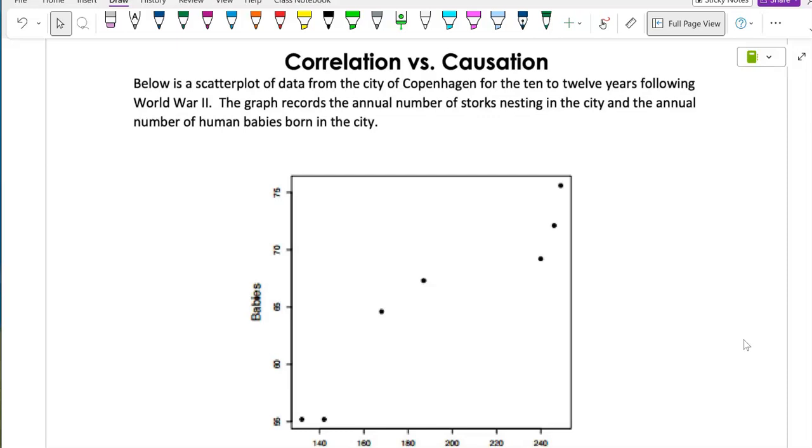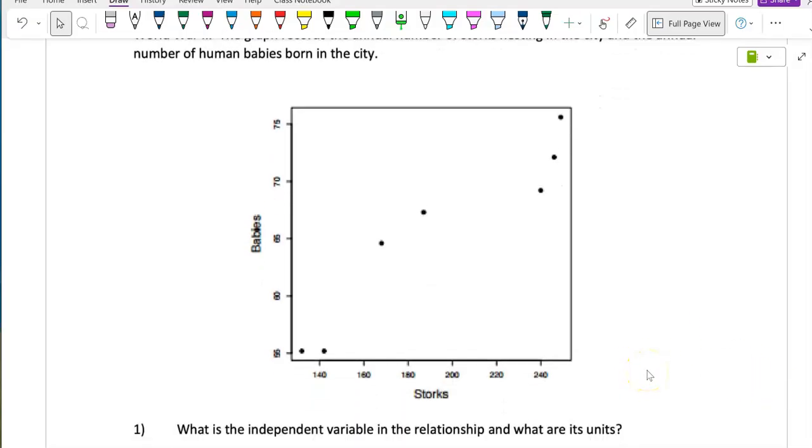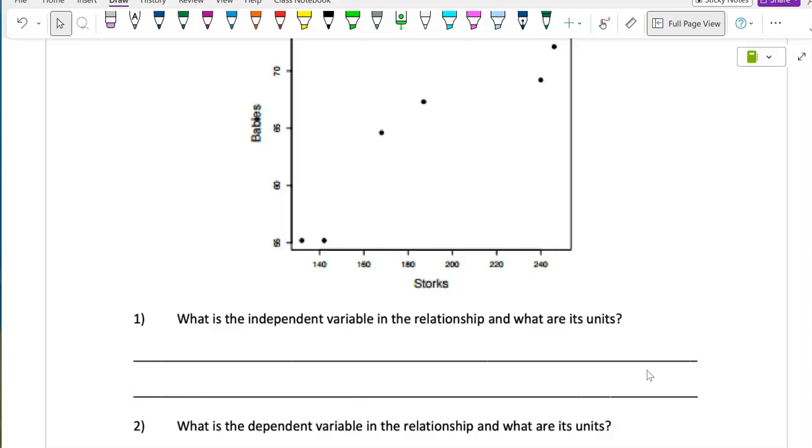The graph records the annual number of storks nesting in the city and the annual number of human babies born in the city. So if we look at our x-axis here, that's where the storks are. The y-axis is the babies. So the first question they're asking us here is, what is the independent variable in the relationship and what are its units?